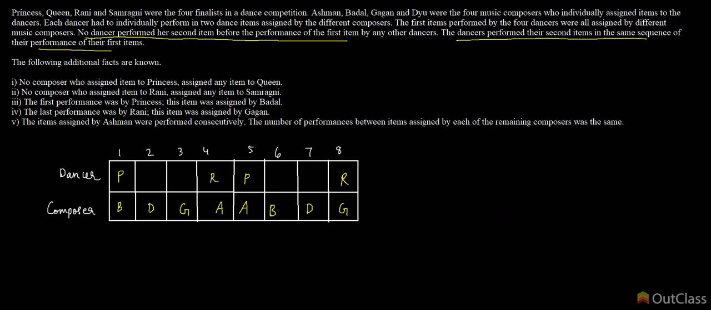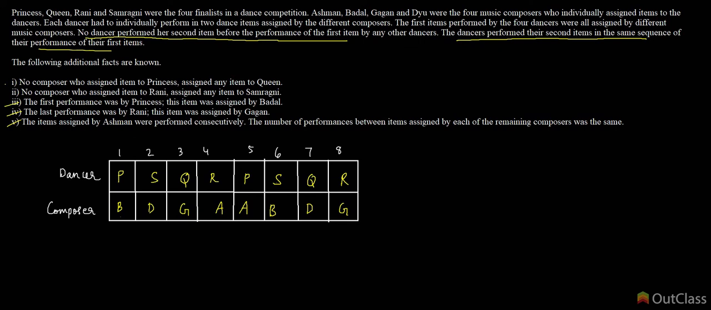So we have used clues 3, 4 and 5. Now we can go back to 1 and 2. Clue 1 says no composer who assigned an item to Princess. That would be B and A, who assigned to Queen. B and A did not work with Queen, so Queen cannot be here. Queen has to be here, and so Queen will have to be here as well. And you have Samrajni here and here, 2 and 6.